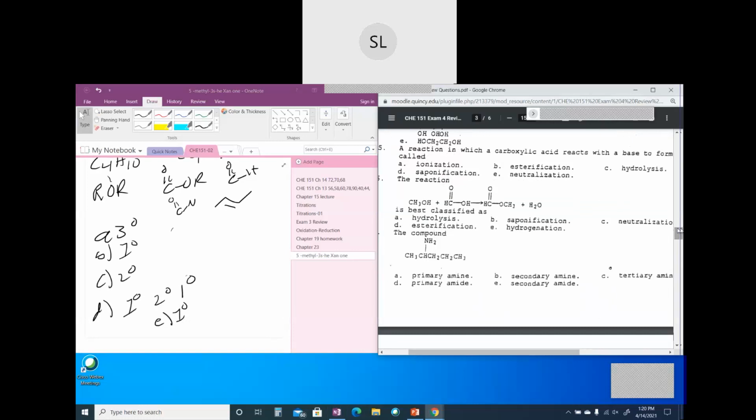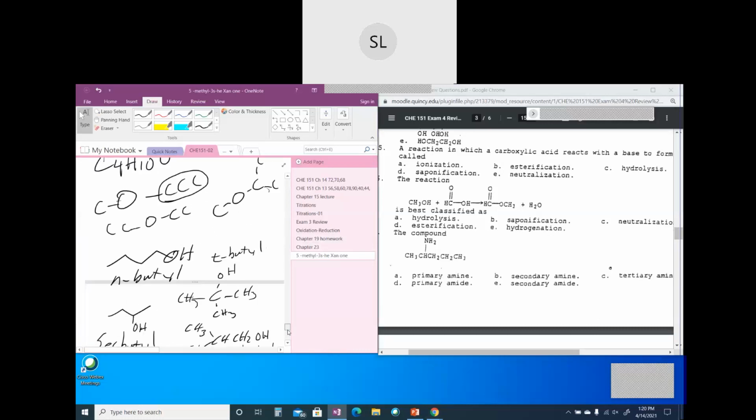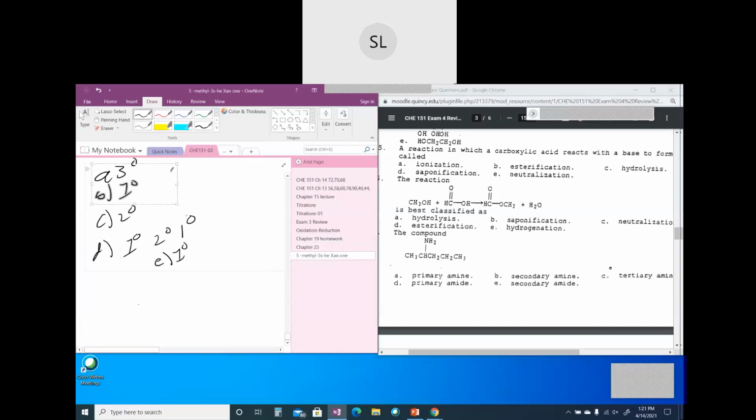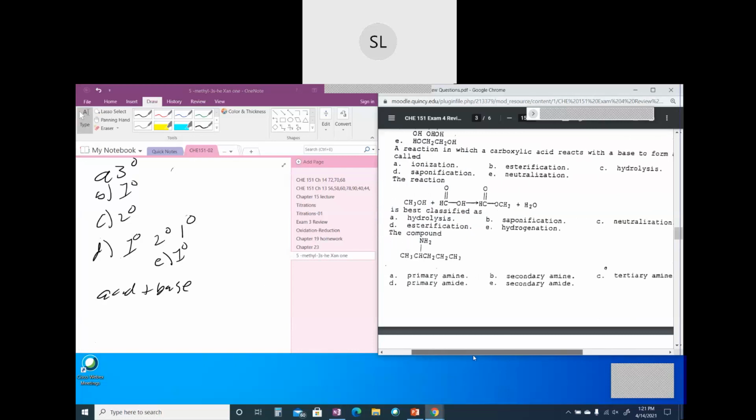All right, reaction of a carboxylic acid with a base. So a carboxylic acid and a base. So you have an acid-base reaction. Let's see how they finished the question: to form salt and water. Acid plus base gives salt and water. That is the classic neutralization reaction. So an acid and a base gives salt and water. That is neutralization.